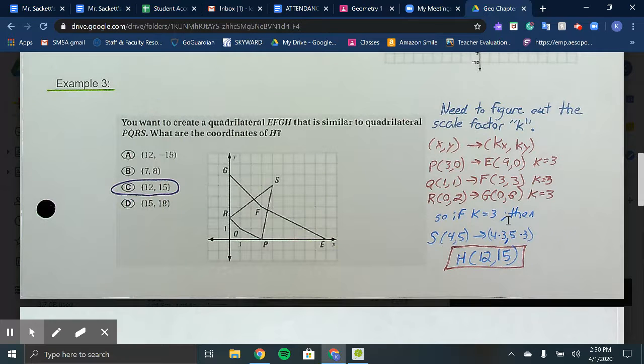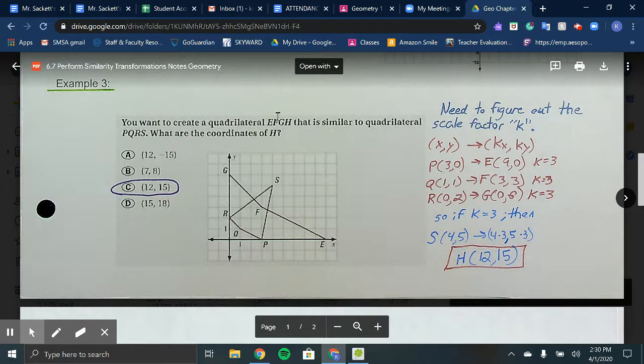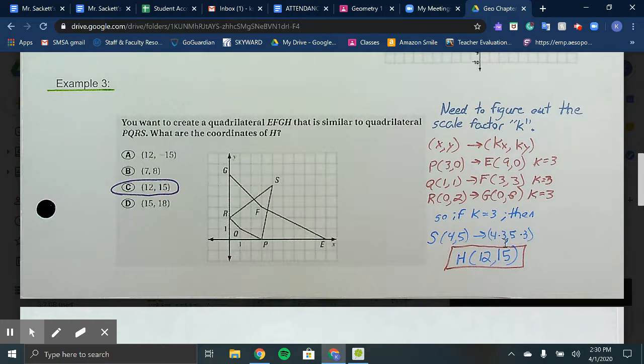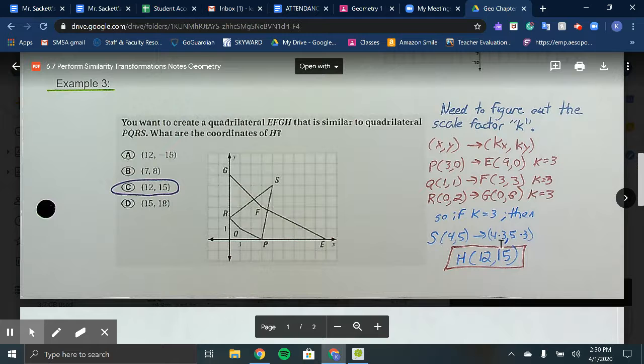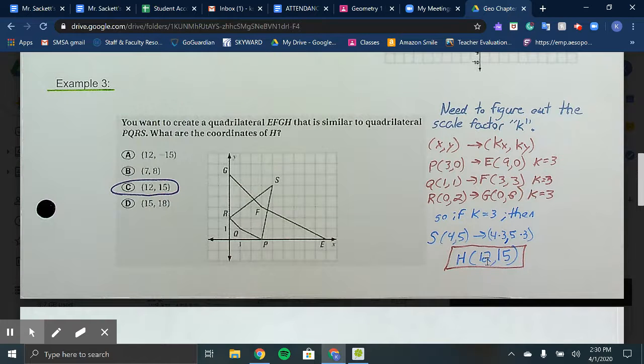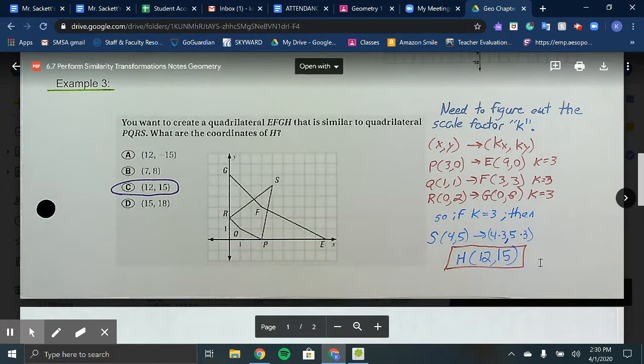So to figure out my missing coordinate of H, I take what it corresponds with, which is S, and plug that in by multiplying each by 3. So 4 times 3 was 12, 5 times 3 was 15. So H is at the coordinate (12, 15).